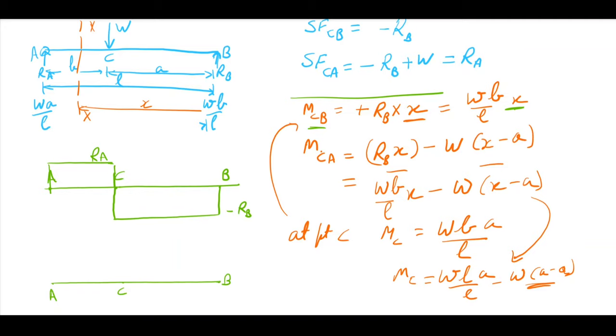Then the variation you can see is linear with X. So I get a line, and the magnitude at C is equal to WPA by L, and it becomes again 0 at point A. In this way you can see that the variation of moment is linear along the span, and the variation of shear force remains constant along the span, but it undergoes a step change at a point load.